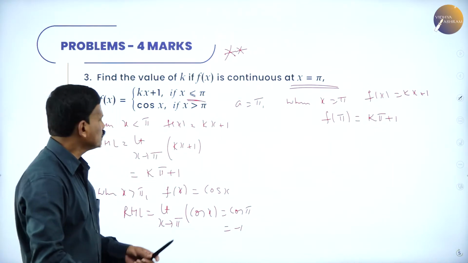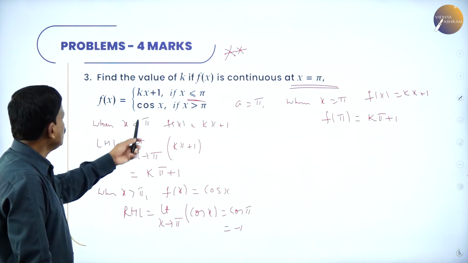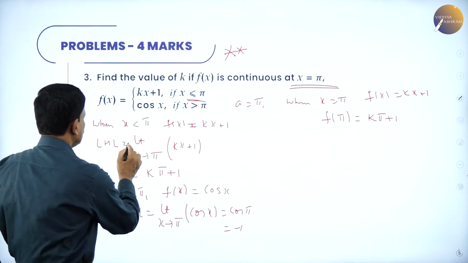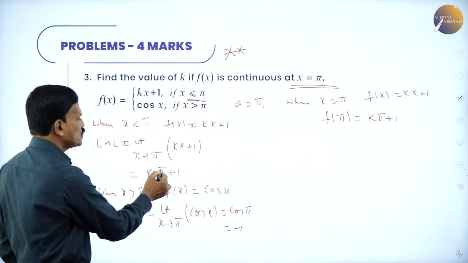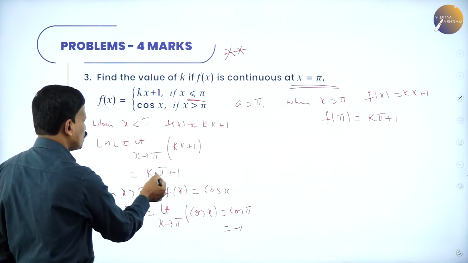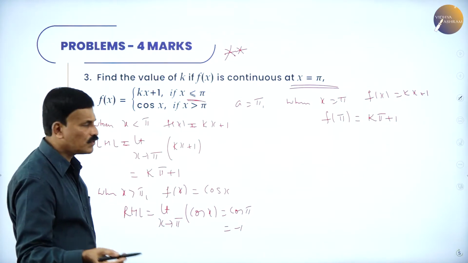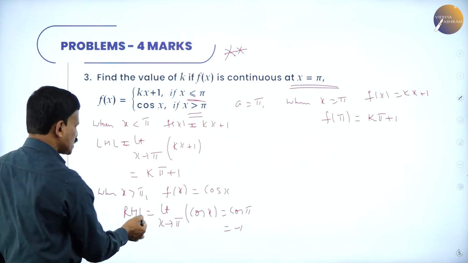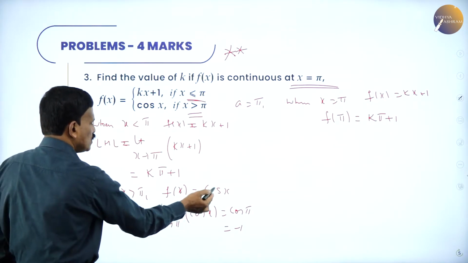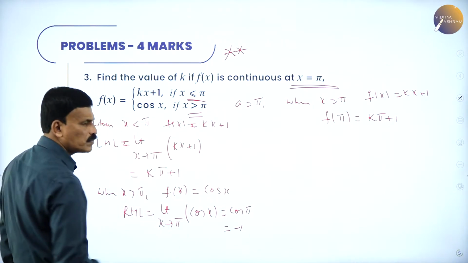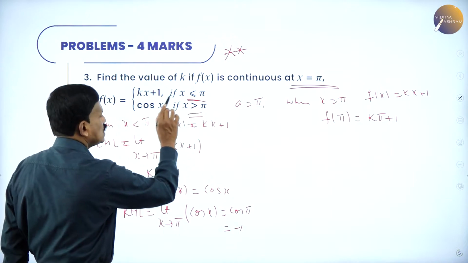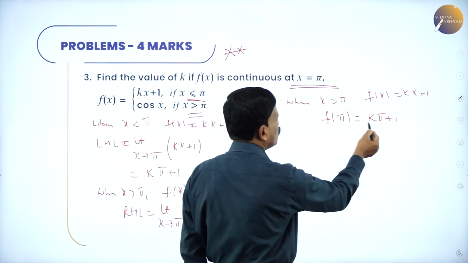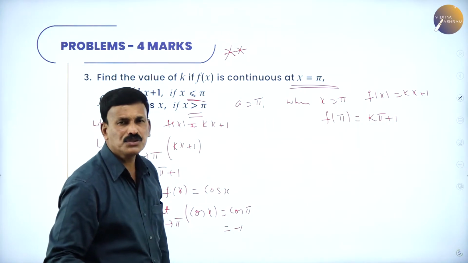Okay, so listen to me. When x is less than pi, f of x is equal to kx plus 1. The left hand limit, x tends to pi of kx plus 1. Put x is equal to pi. So, this is equal to k pi plus 1. When x is greater than pi, f of x is equal to cos x. Right hand limit is limit x tends to pi of f of x is cos x, that is cos pi, since cos pi is equal to minus 1. When x is equal to pi, f of x is equal to kx plus 1. Put x is equal to pi, f of pi is equal to k into pi plus 1.